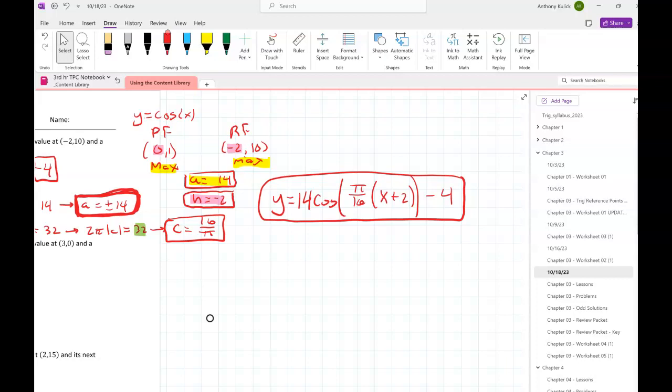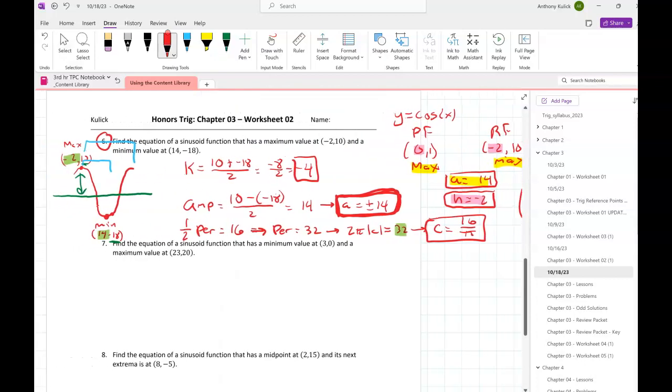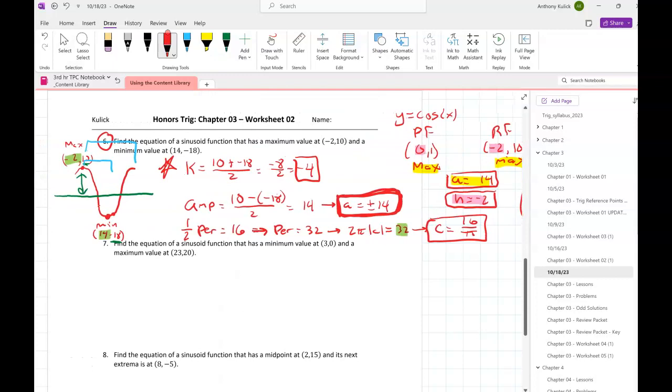When did we get the K? Okay. That was the very first thing that we figured out. When you use the formulas, like how to find amplitudes. Well, it's just like half the distance between the two. You can literally count, right? Like what's the distance between 10 and negative 18?